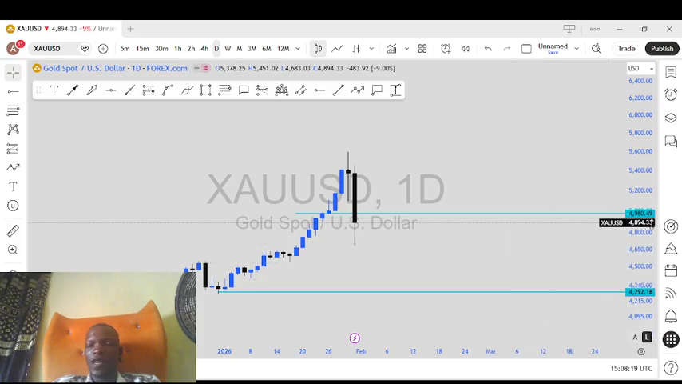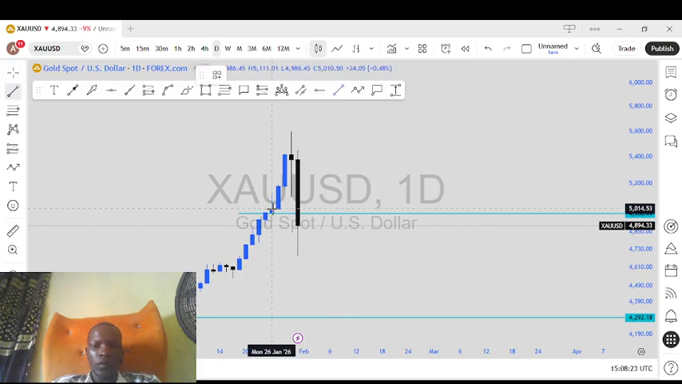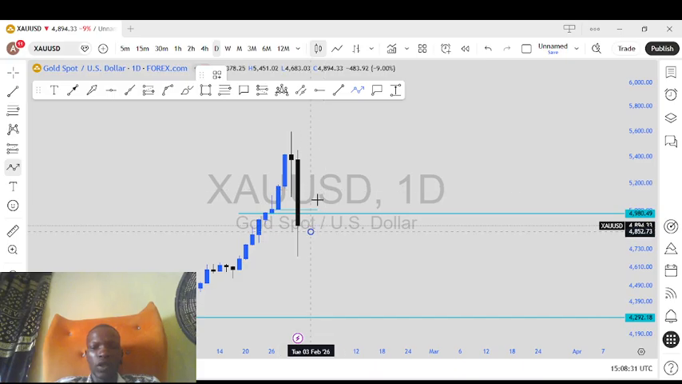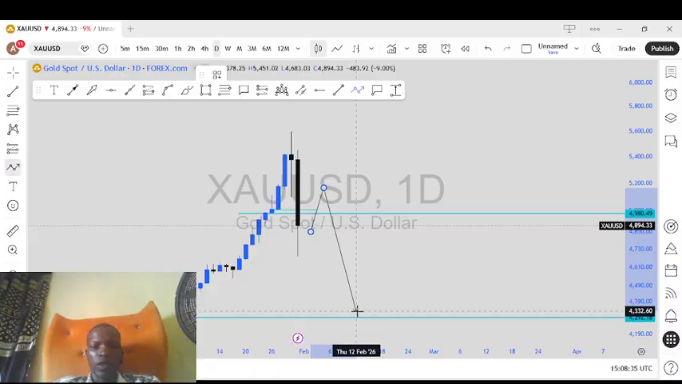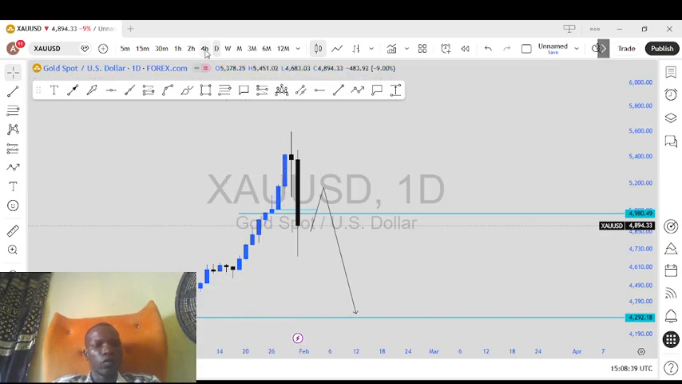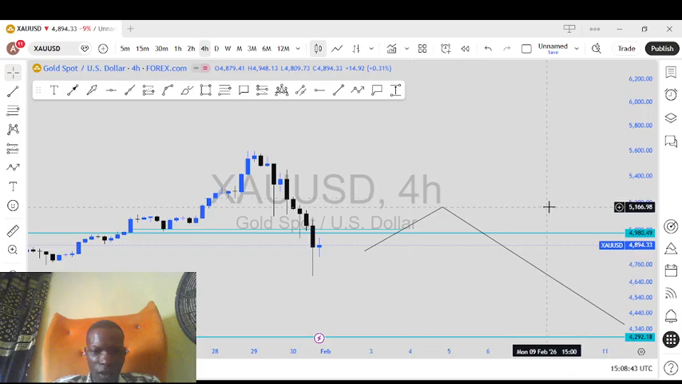On the daily time frame, can you see this market has closed bearish below all these candles? Only a single candle closed bearish below this. So what we expect is to see a pullback inside this supply zone, then we sell to this level. So this is what we expect. Let's go to the 4 hour time frame to see where we expect the market to come.